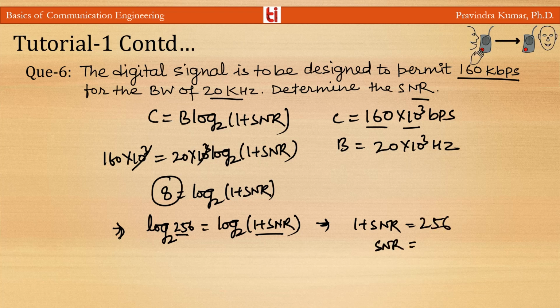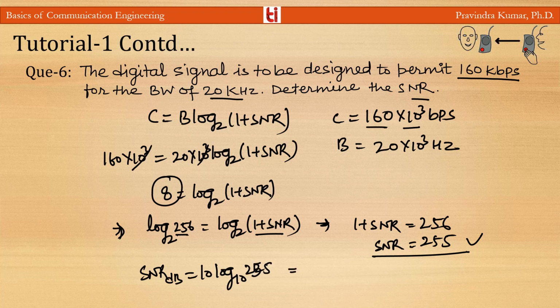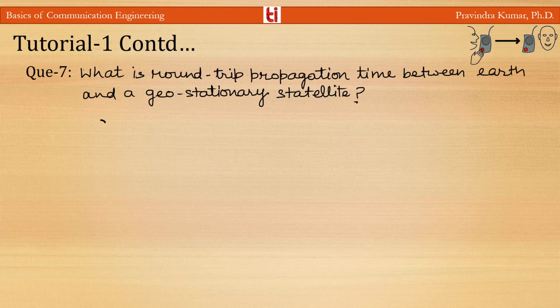So here SNR is 255, and SNR in dB I can write as 10 log 10 255. So it will be 24.07 dB. So SNR in normal value is 255, and SNR in dB is 24.07.